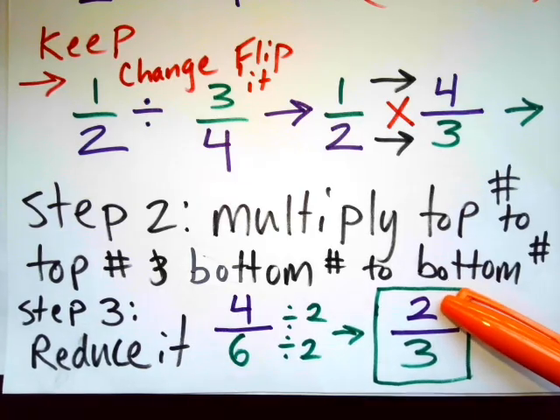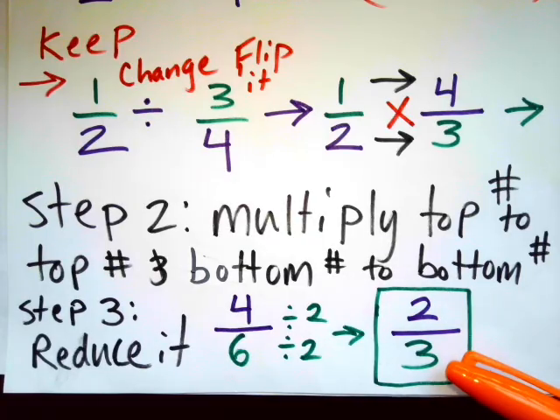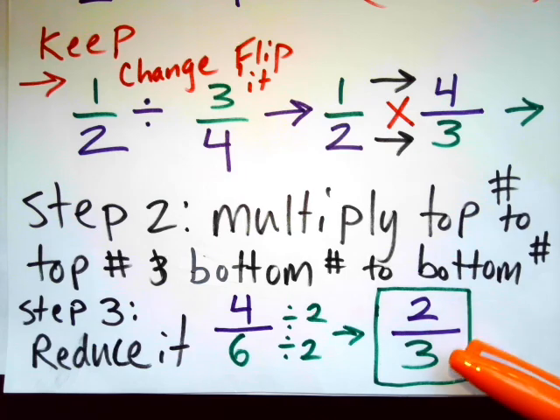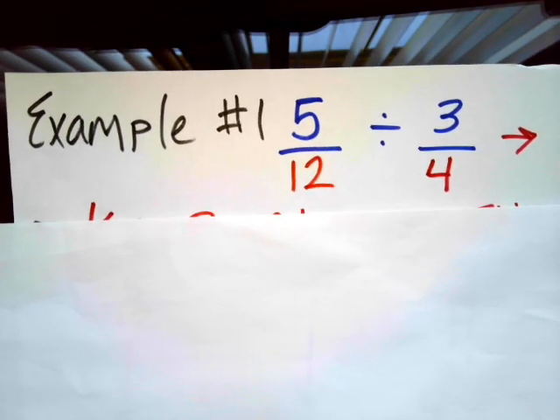Is there a number I can divide into top and bottom evenly, other than 1, that leaves me without a remainder? No, the only common number we have is 1, and that leaves us with 2/3. All right, let's keep moving on. We got another example here.